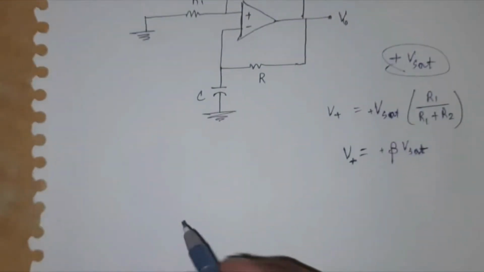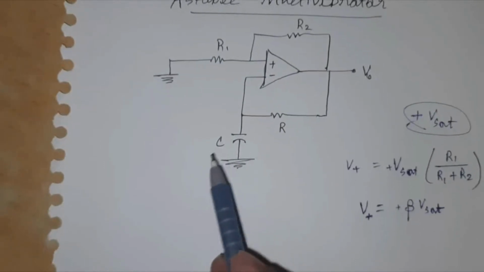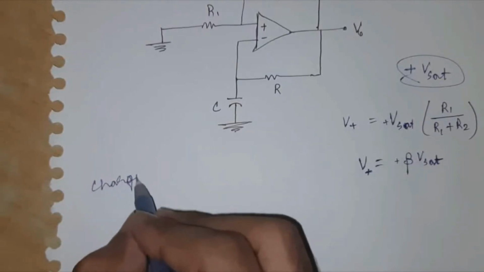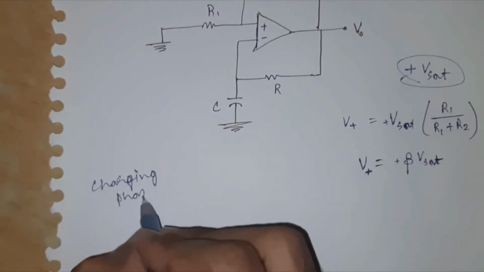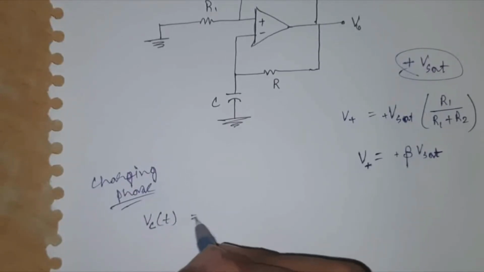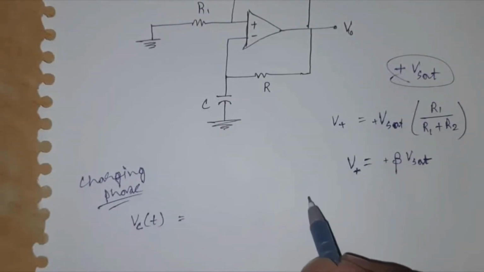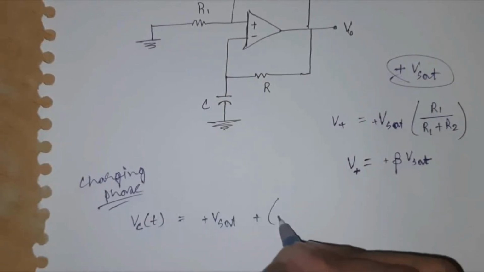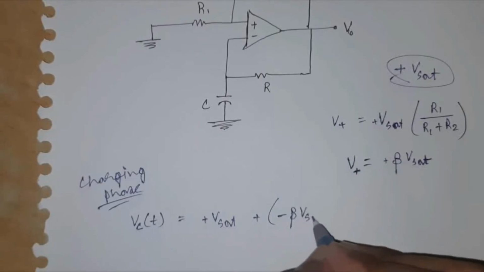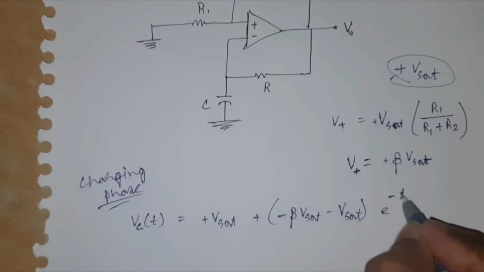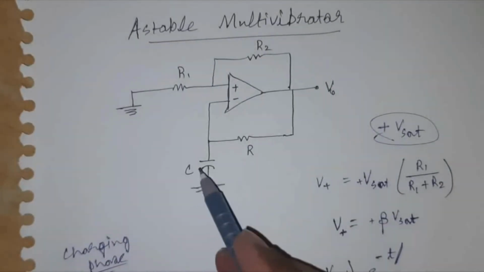Now discussing the charging of this capacitor C and then later on the discharging. So, charging phase. The mathematical analysis can be given as: let us denote that voltage by VC(t) is equal to final plus initial minus final, e to the power minus t by time constant. So plus V sat, plus initial minus beta V sat, minus V sat, e to the power minus t by time constant RC.